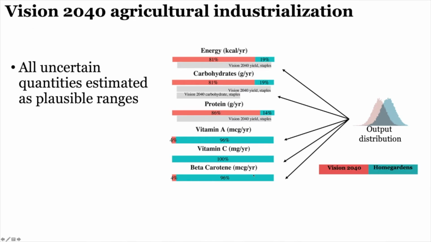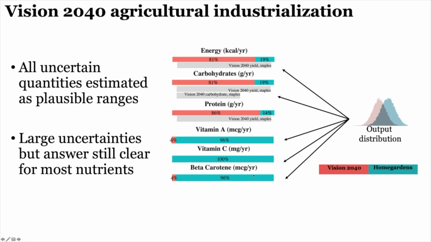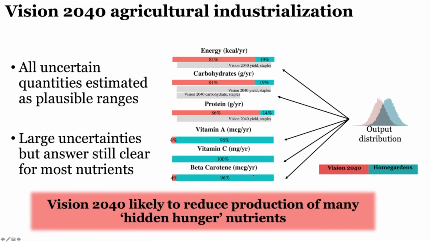But if it's on vitamin A, vitamin C, or beta carotene, we shouldn't really do that. There are large uncertainties, certainly. There's a lot of overlap, as you see, but the answer is still clear for most nutrients. And Vision 2040 is likely to reduce the production of many hidden hunger nutrients. These are nutrients that are not immediate causes of hunger, but they're causes of hidden hunger.